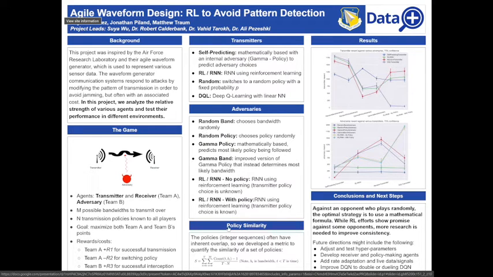We also looked into policy similarity. And so even if you were to randomly generate these sequences or policies, at each time step, there's going to be certain bands that have the same integer. And so there's going to be a little bit of an overlap. But we also wanted to quantify this.